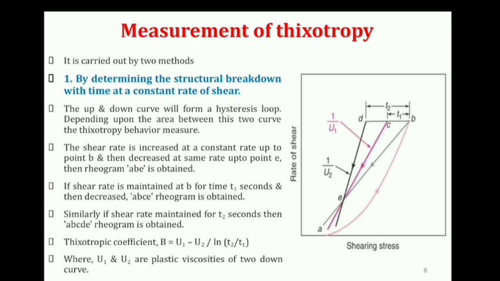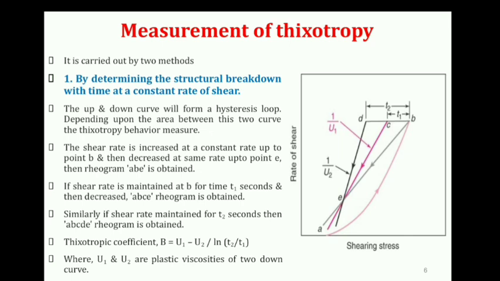What do you mean by hysteresis loop? Suppose see point A on your diagram. If you increase the rate of shear, this is your up curve, and after achieving point B, the rate of shear at point B, if you then decrease the rate of shear in the same order, we get the down curve, that is B to A. AB is your up curve, and B to A is your downward curve. The area within the up curve and down curve is called the hysteresis loop, and the area within the hysteresis loop defines the degree of thixotropy. The higher the area under the hysteresis loop, the higher the thixotropic behavior.